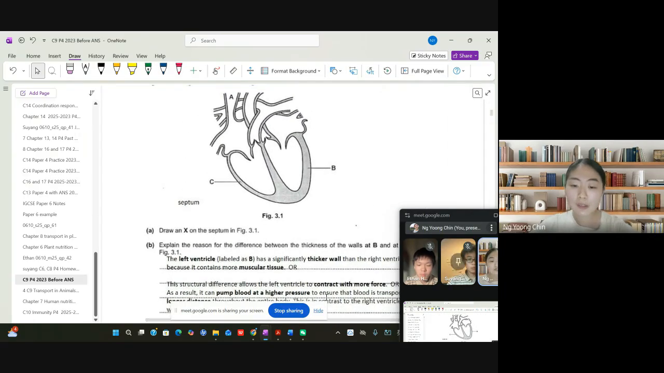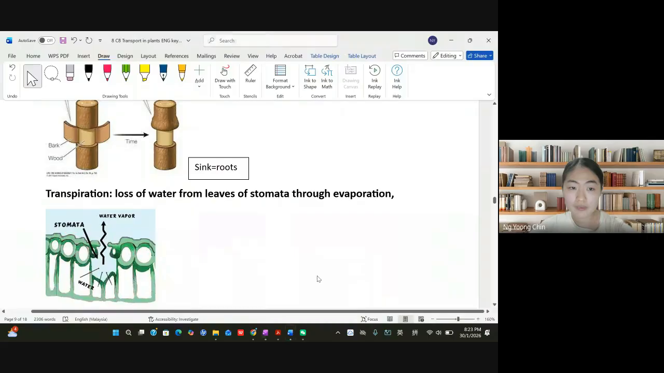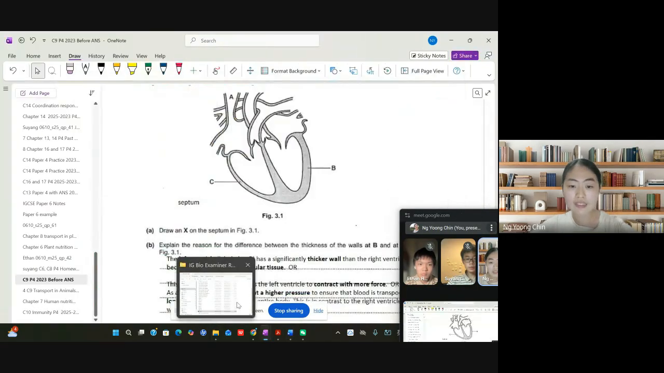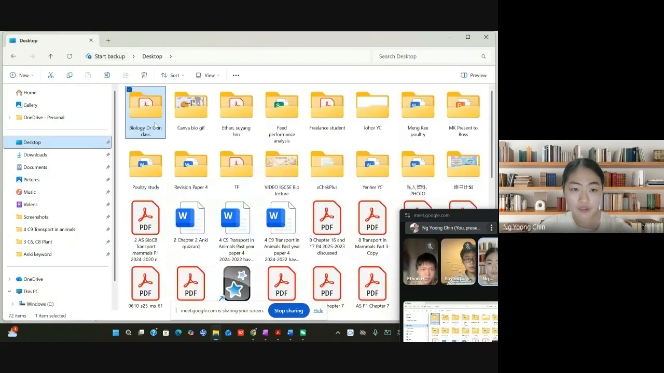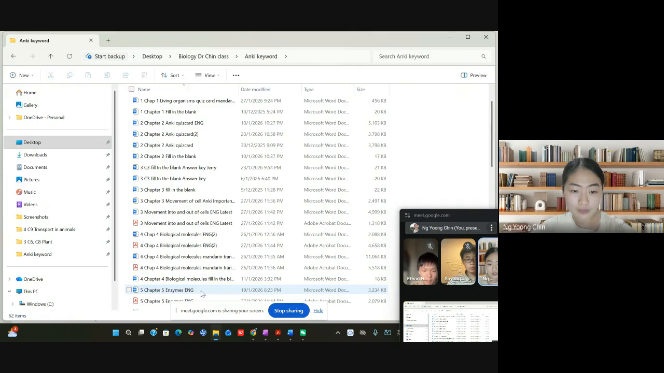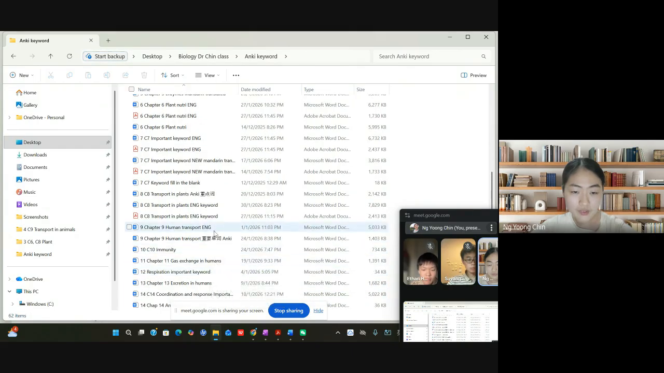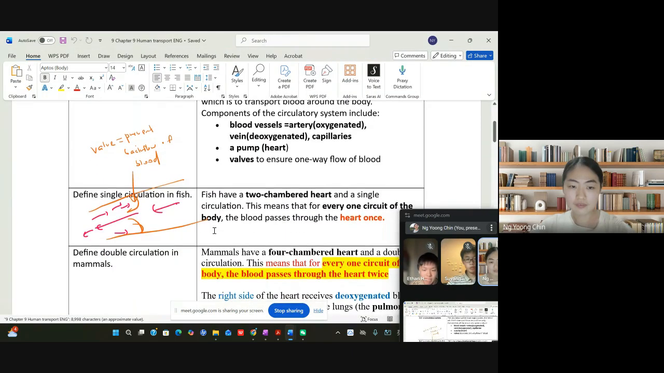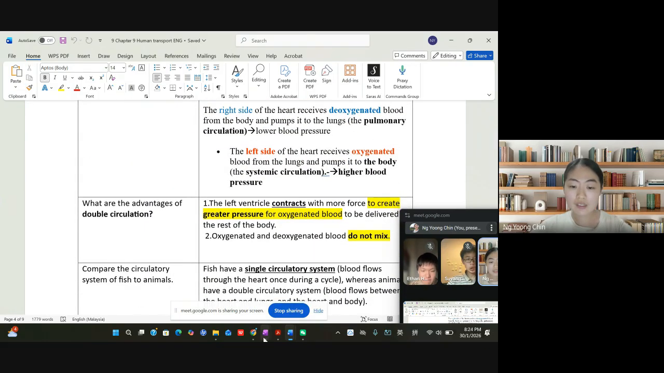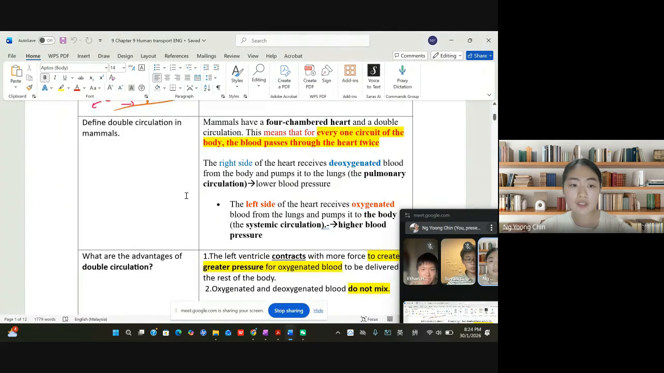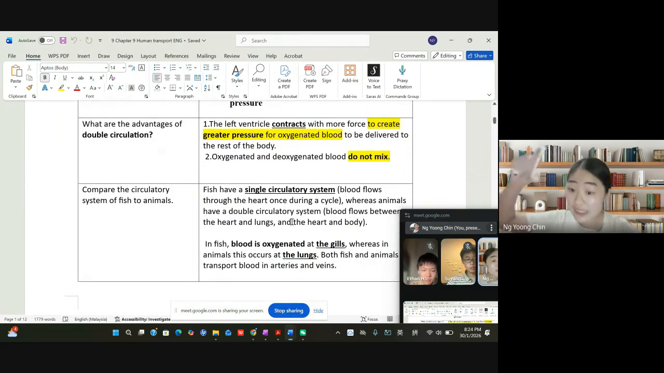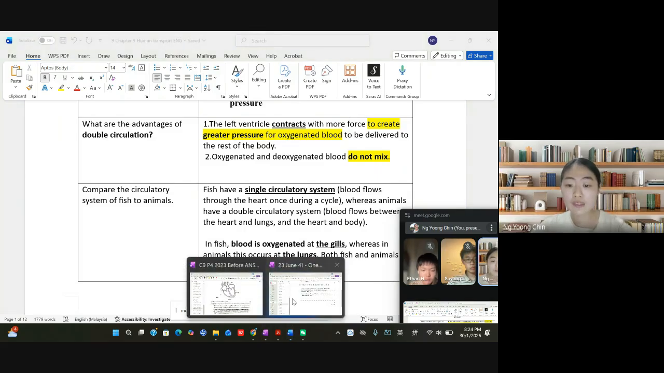So for chapter 9, we already done chapter 8. For chapter 9, you can refer to my Anki notes for chapter 9, which is this one. You can read through it, read the question and the answer, and get familiar with what kind of keywords to write in the answer, because they always come with the same thing.